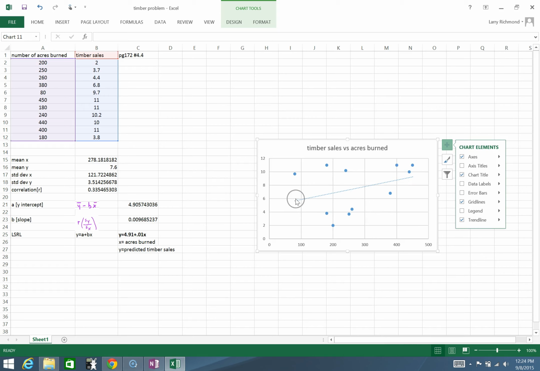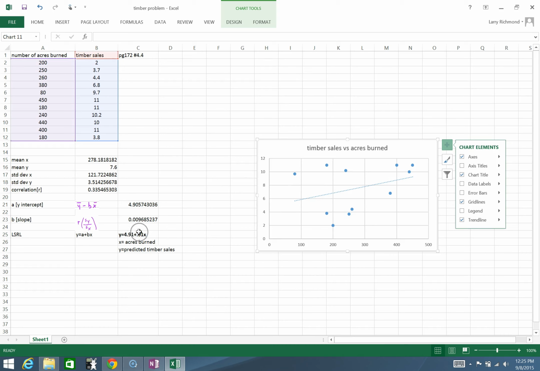One thing of note, it doesn't draw a line like our lines in algebra with arrows on the ends that extend forever. It begins where the first data point is and ends where the last data point is. This refers back to our concept of extrapolation. We shouldn't use our least squares regression model for values outside of our domain. We shouldn't use it below this value here, which is 80, and we shouldn't use it above this value here, which is 450.